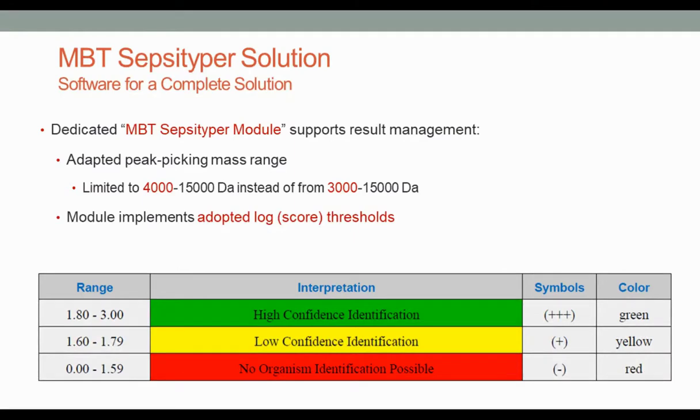You will also notice from the chart that the MBT scores for acceptable identification are lower. The reason for the lower score thresholds are due to unwanted peaks that are found throughout the mass range when using the Sepsityper. As a result, there is a bit more variation between the library spectra and the Sepsityper spectra, producing a lower score.